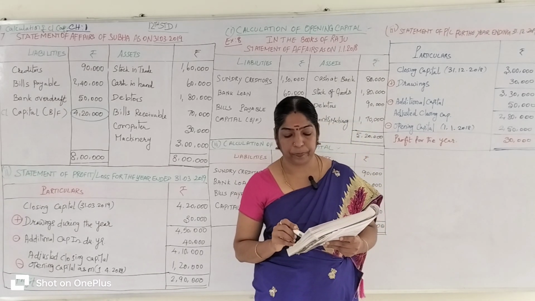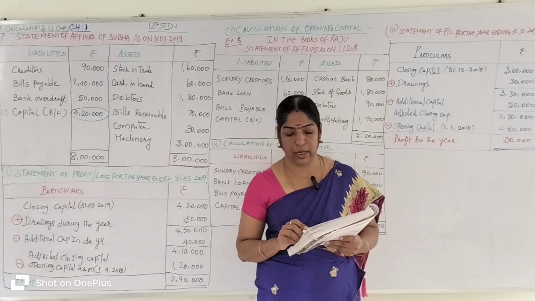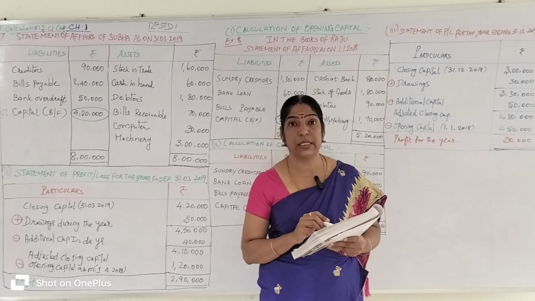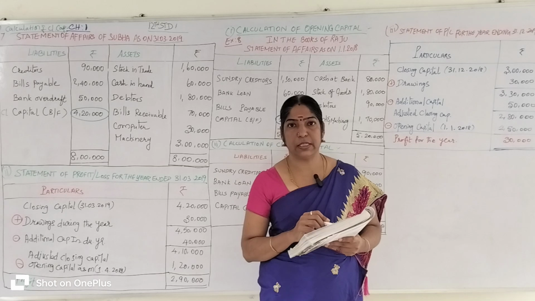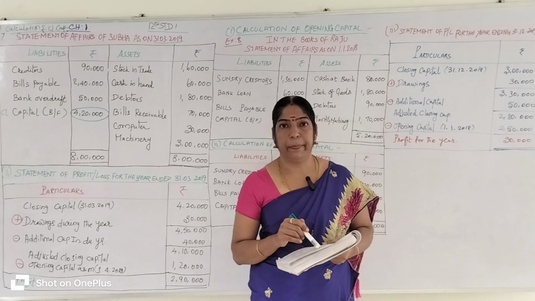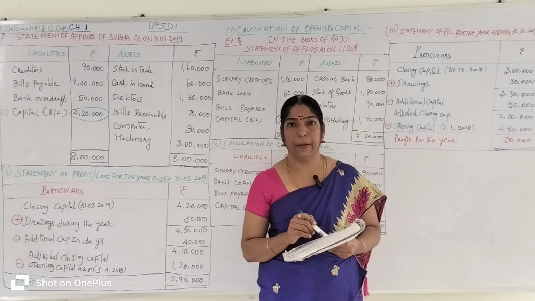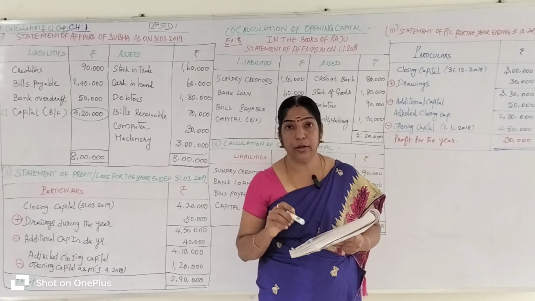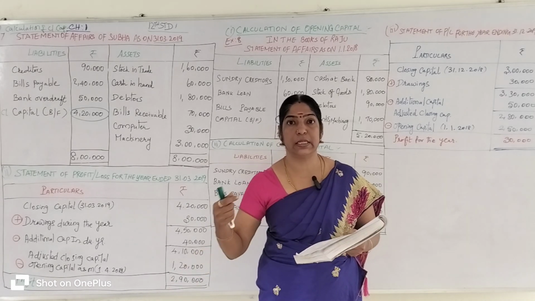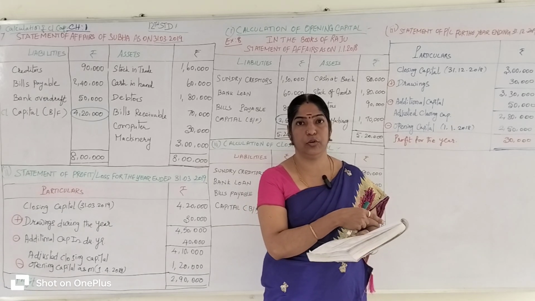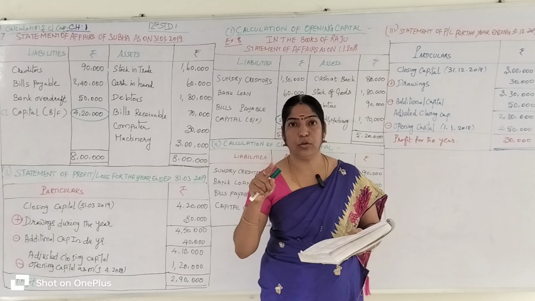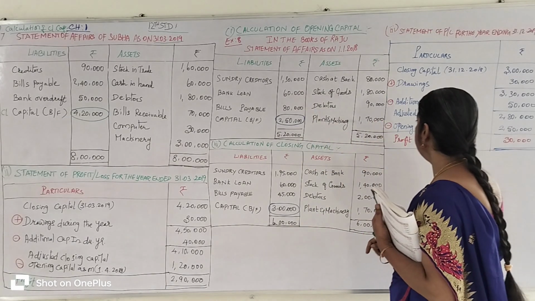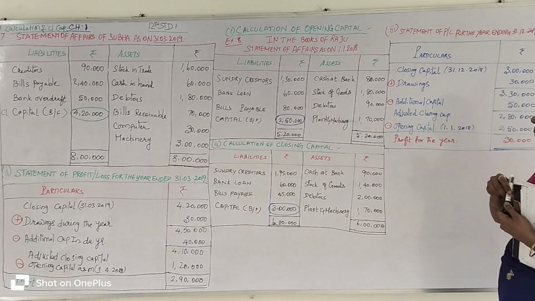Withdrawn means what? Withdrawn means drawings. Listen. 2,500 per month from the business for personal use. Whether it is business use or personal use, they have given personal use. Personal use means what? Drawings. Every month, Raju took 2,500 rupees from the business for his own personal use. So each month 2,500 into 12. How much rupees? Into 12 you get 30,000.